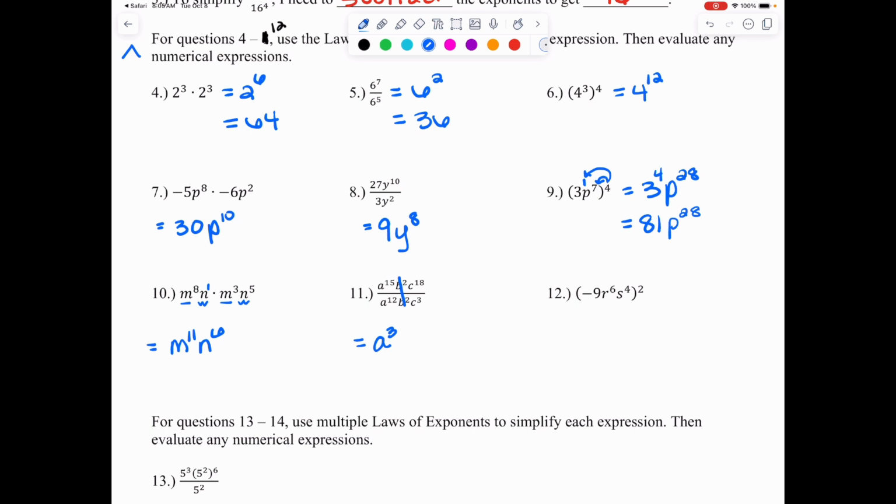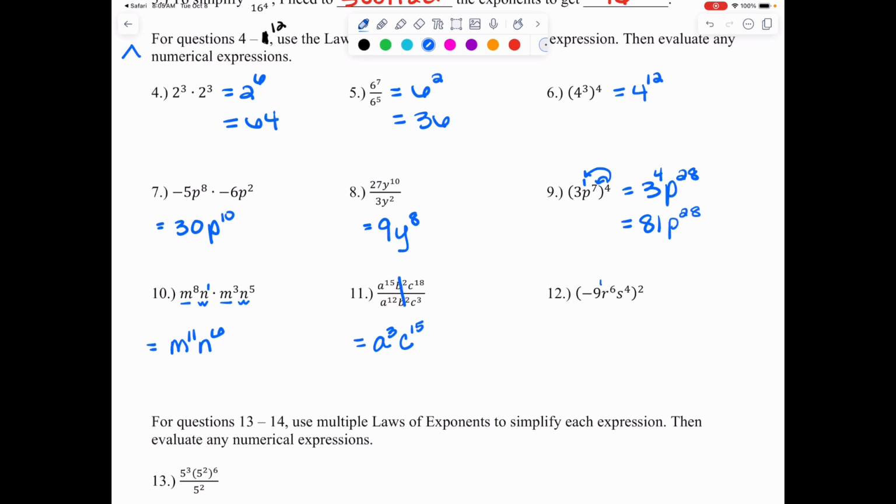And then c to the 18th and c to the 3rd, we're going to keep our base of c. 18 take away 3 should be 15. So our answer is a cubed, c to the 15th. Then in number 12, we've got a coefficient of -9, plus we have 2 different bases. This is a power to a power rule. So keep in mind that this -9 really has an exponent of 1 there.